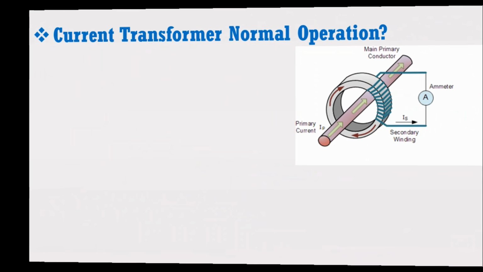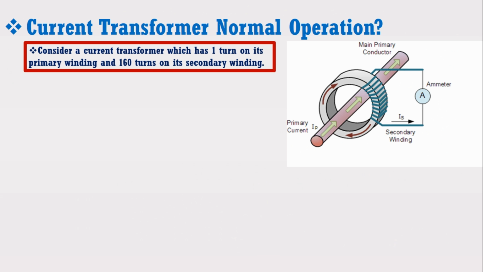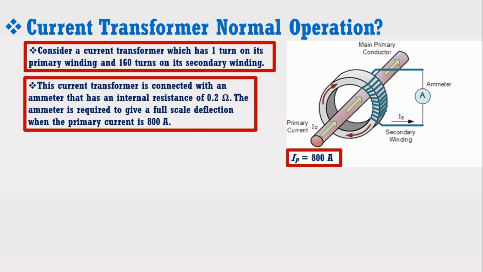Now I am going to take first case in which current transformer is short circuited with an ammeter. Consider a current transformer which has 1 turn on its primary winding and 160 turns on its secondary winding. This current transformer is connected with an ammeter that has an internal resistance of 0.2 ohm. The ammeter is required to give a full scale deflection when the primary current is at 100 ampere.